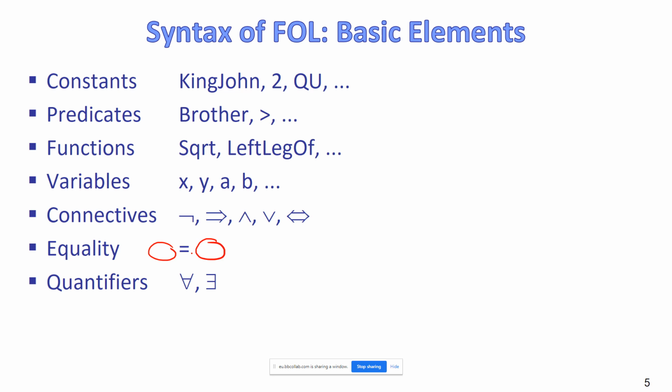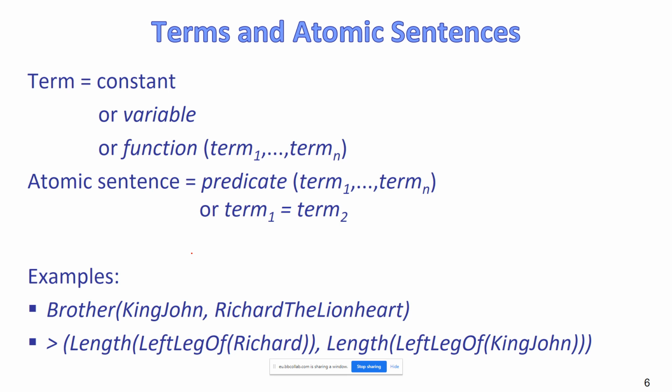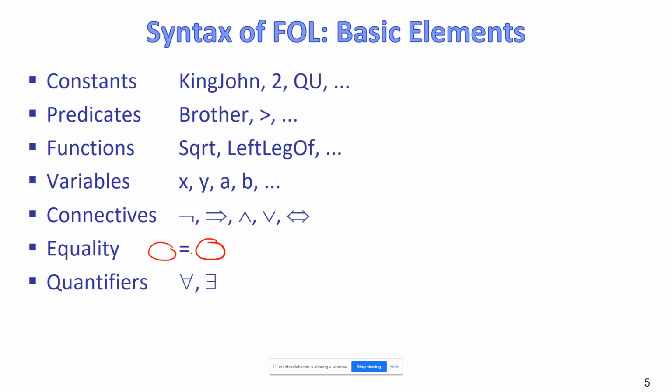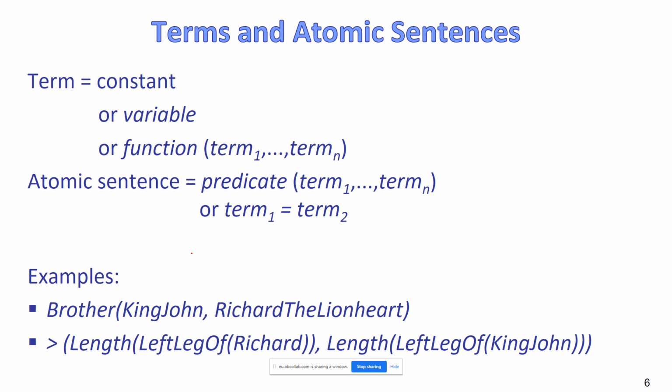And quantifiers, for all and there exists. I think you are familiar with that, and we'll talk about them later today. So these are the basic elements. Let's see how we will form sentences out of these basic elements. First, we'll talk about what we call a term. A term is the thing in the syntax of first order logic that refers to an object.